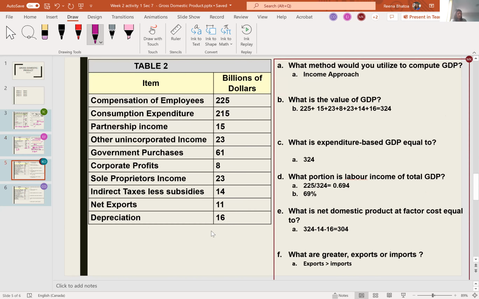So for the income method, wow, this group did it. Yep, they kind of did it.